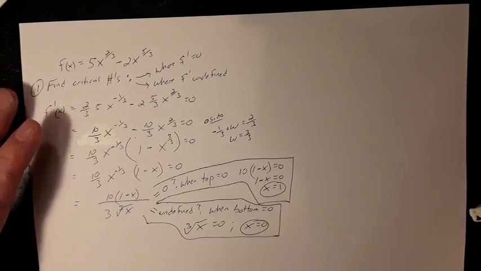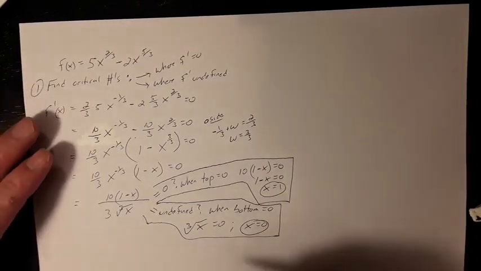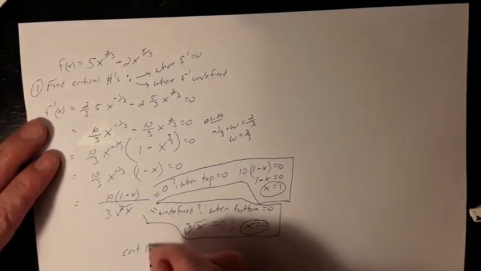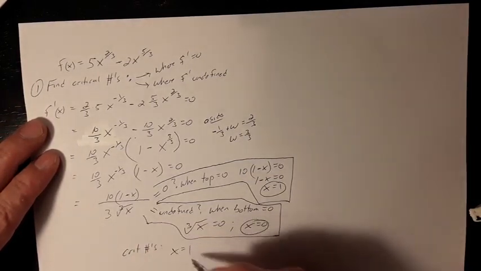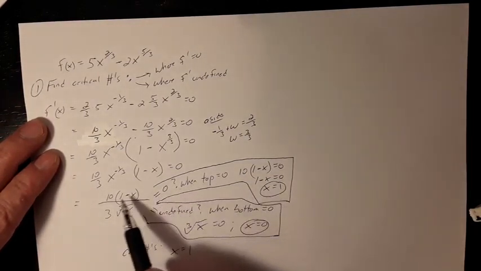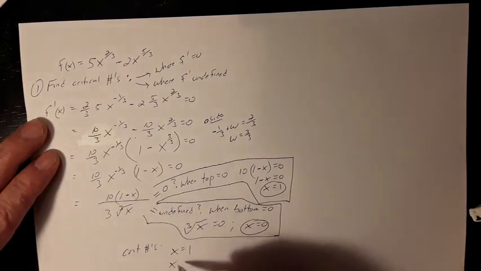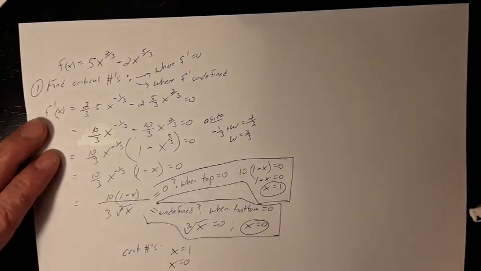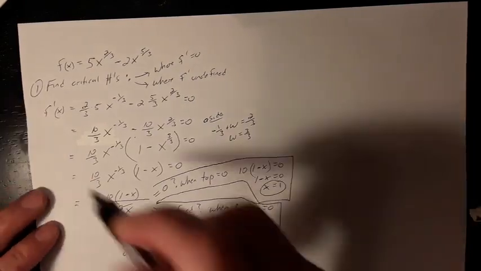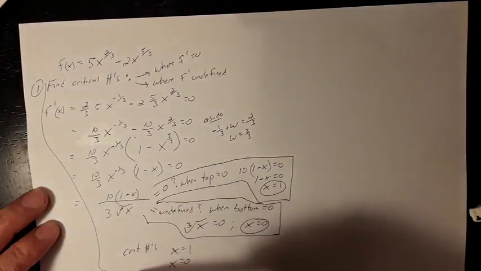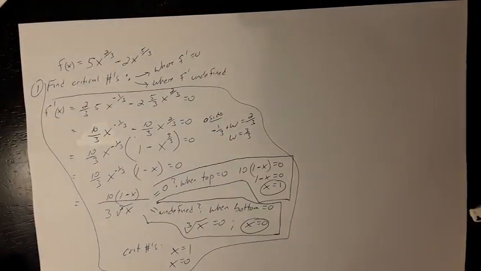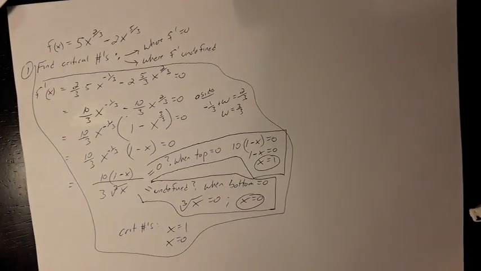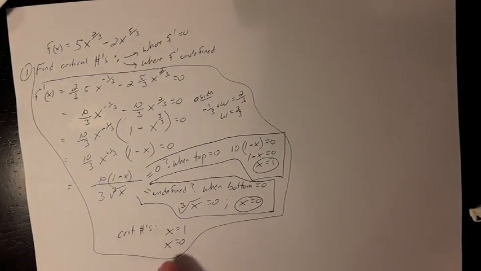The critical numbers of this function are x equals 1, that's where the tangent is horizontal, and x equals 0, that's when the tangent is undefined. So that was all kind of step one, just like we do in all these things. We find where the first derivative is 0 and where the first derivative is undefined. So now I want to go and play the first derivative game.